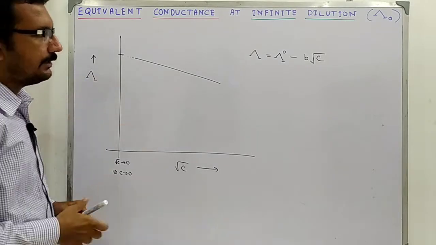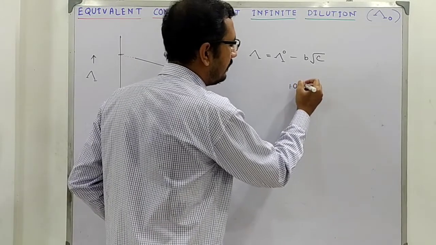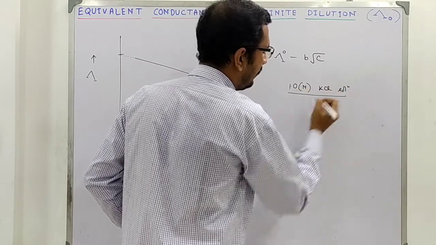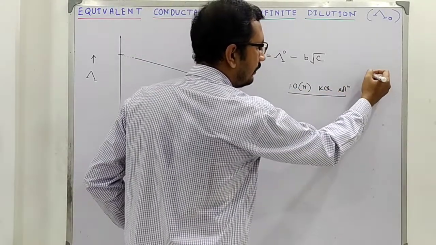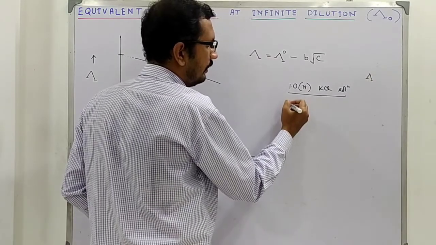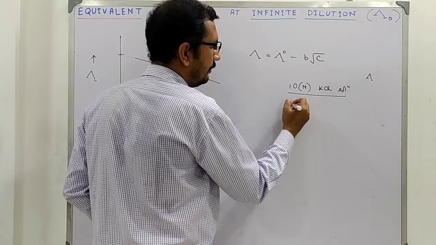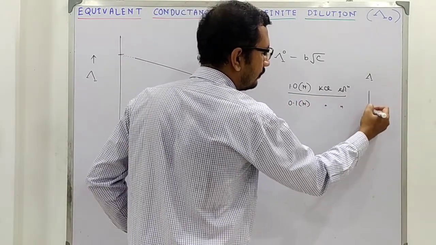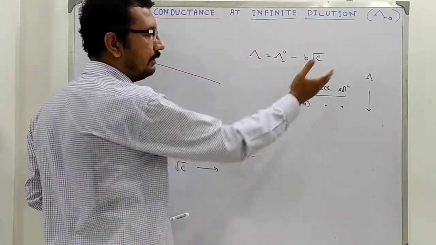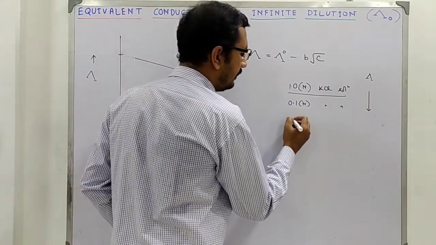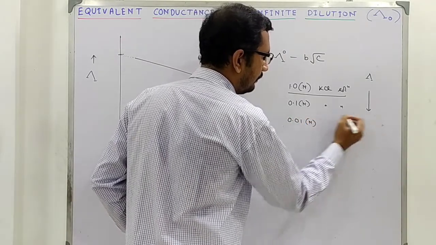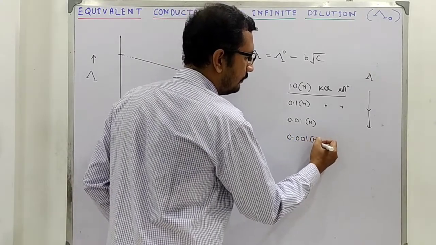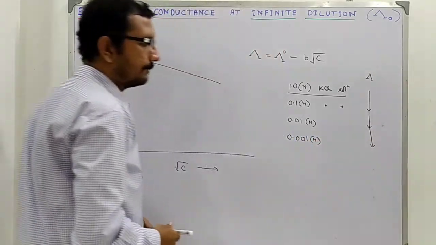Now, it is observed that when we start with a 1.0 normal KCl solution, for example, the value that is obtained for lambda is found to increase when we pour water and dilute it by 10 times. So, this equivalent conductance is increasing, and with further dilution it increases further.